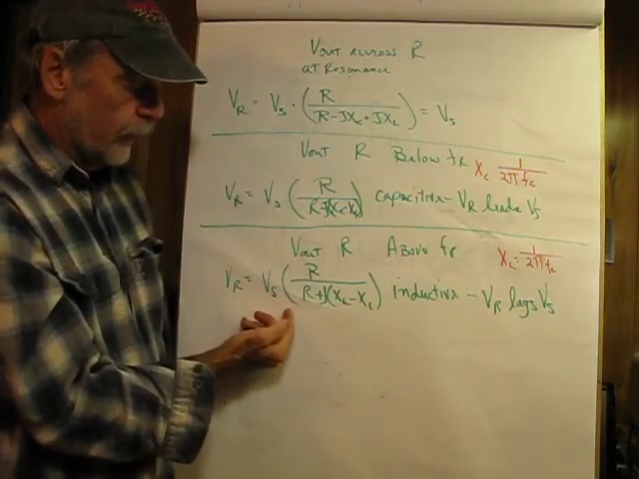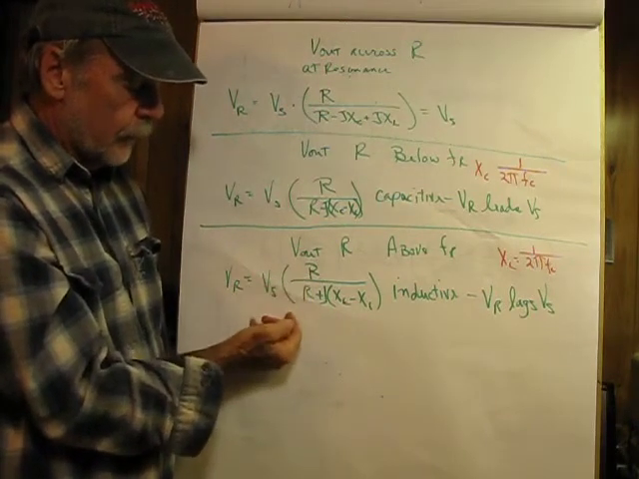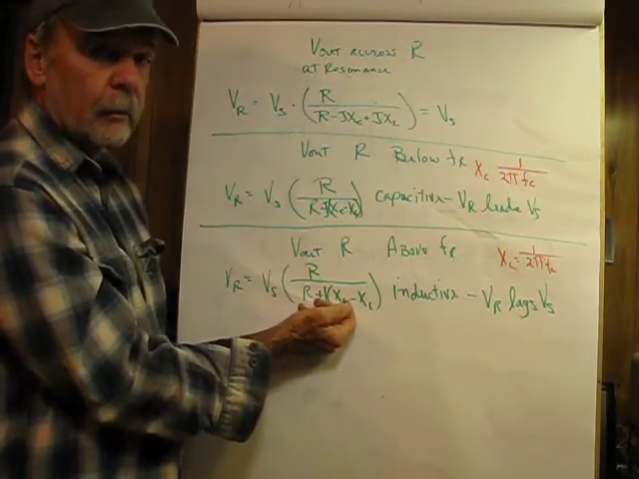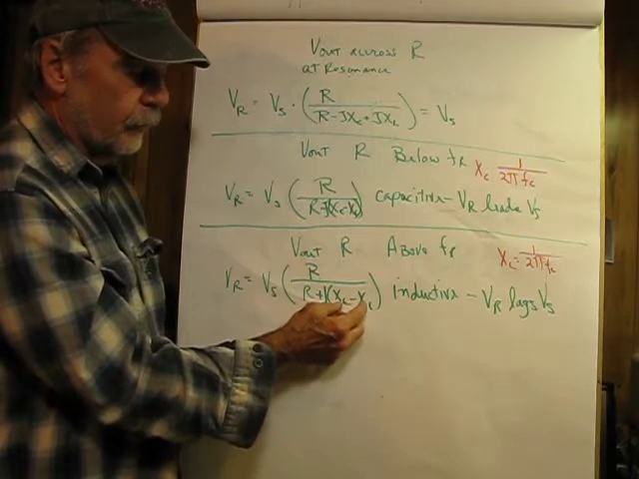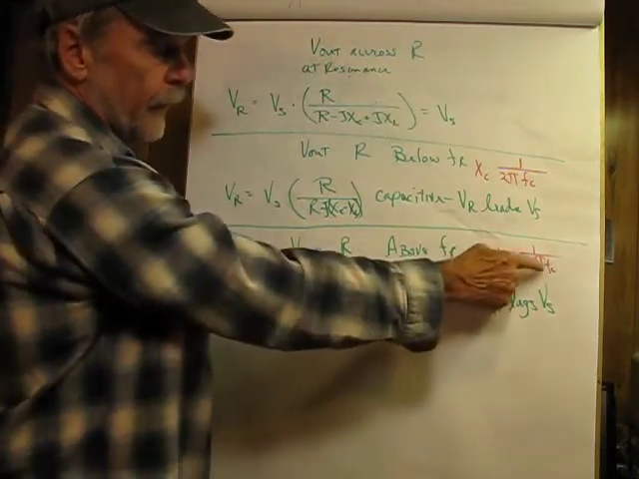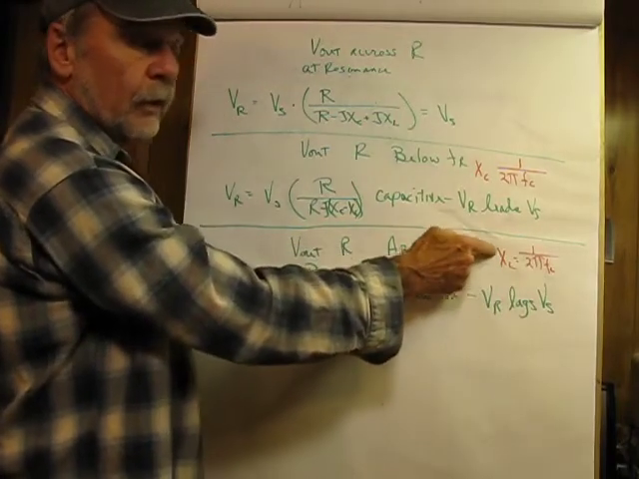Again, voltage divider. Vs times R, and in the denominator now we have plus J X sub L minus X sub C, so this would be the difference. And this would be an inductive circuit because as F goes up, FL goes up.